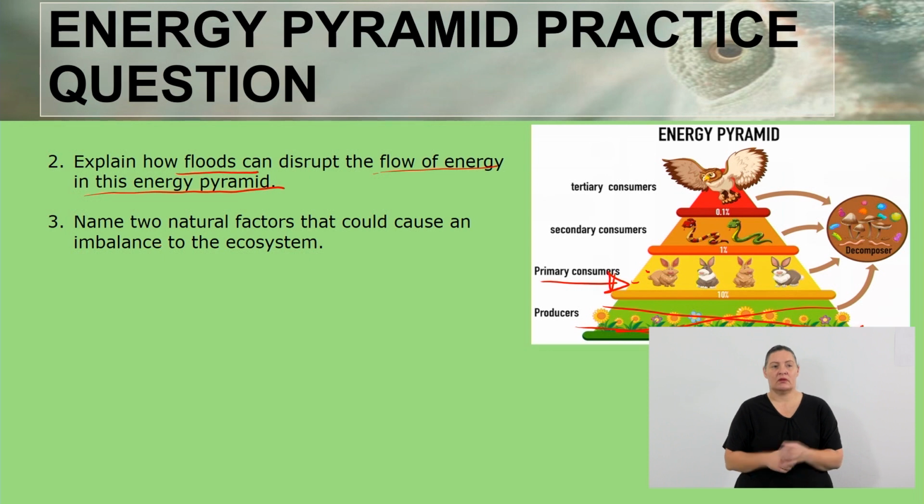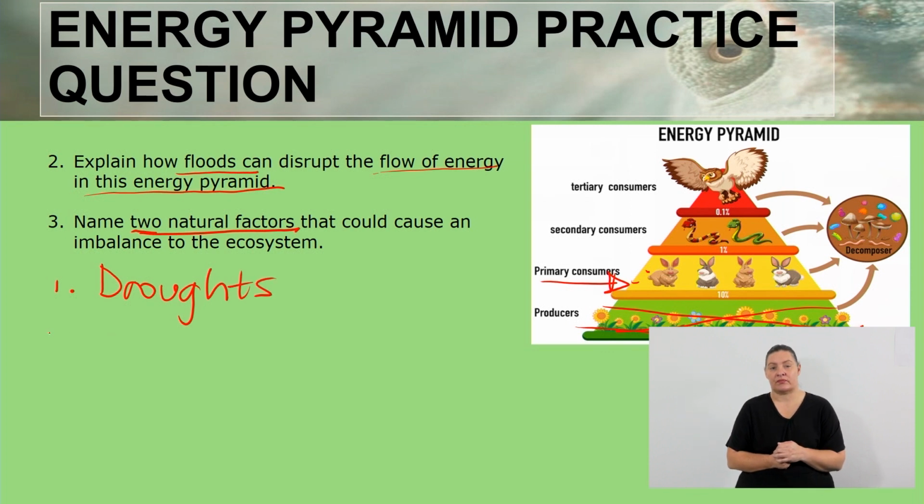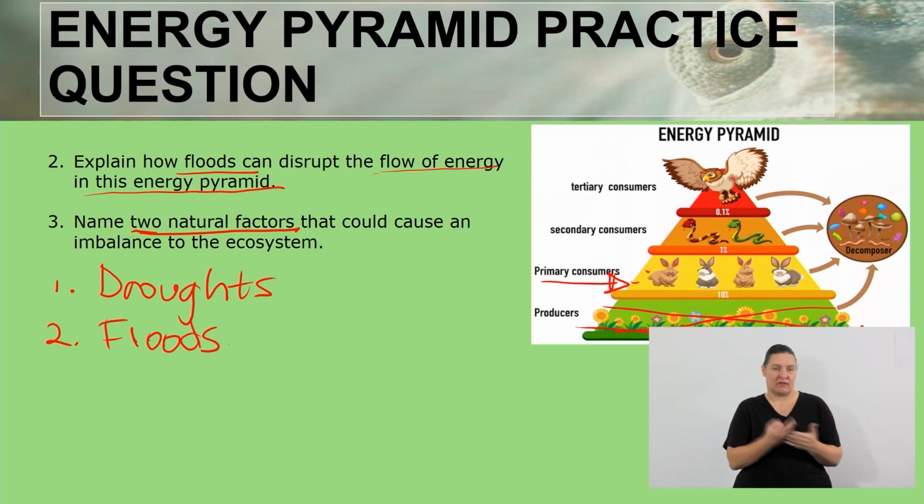So our third question says, name 2 natural factors that could cause an imbalance in the ecosystem. So the 2 natural factors that we spoke about were the droughts and the floods. So these are the 2 natural factors that could cause an imbalance to the ecosystem. So we are going to leave it here for now, and I'll see you after the break.